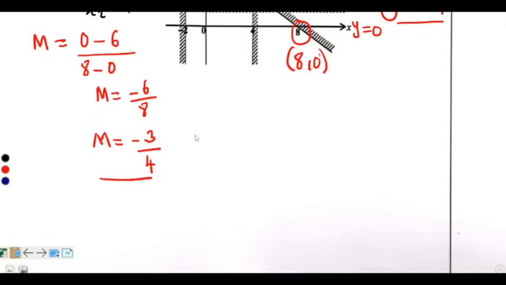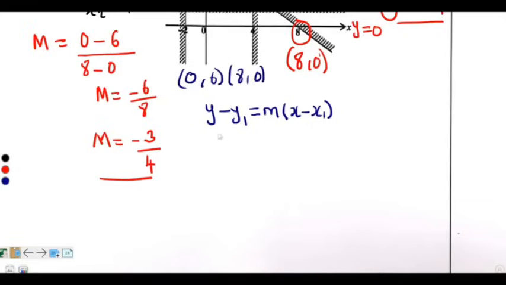Now let us come up with the equation of the straight line. We are going to use this formula: y minus y1 is equal to m, open bracket, x minus x1. From the two coordinates that you had, 0, 6 and 8, 0, you can pick any of these coordinates. If I choose this one, it means 0 will be my x1 and 6 will be my y1. Or if I pick the other one, I'll do the same. So I've picked already, so I'll say y minus my y1, which is 6, is equal to m, the gradient which you have found, which is negative 3 over 4, open bracket, x minus your x1, which is 0.